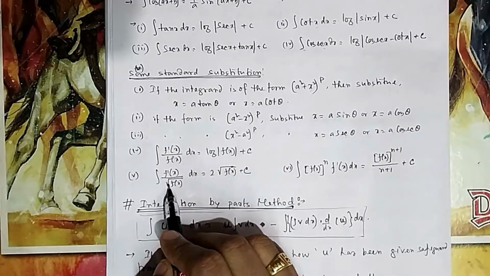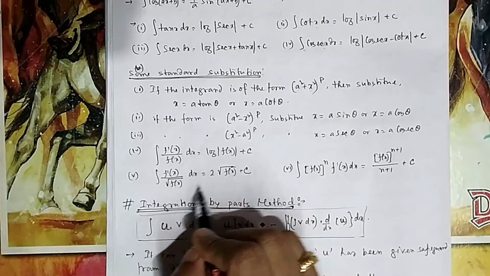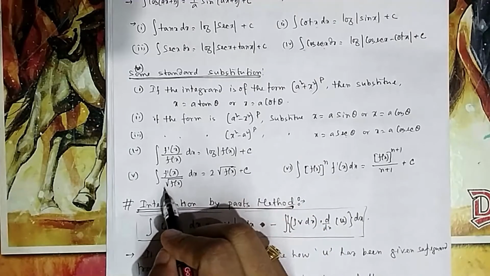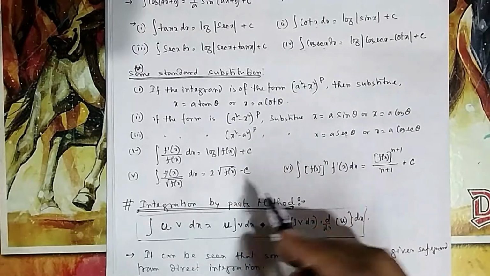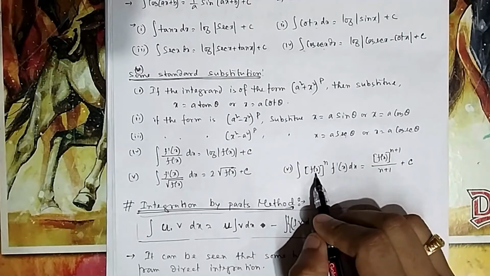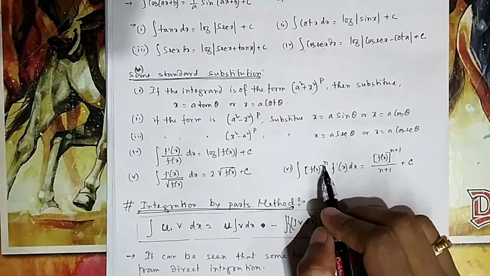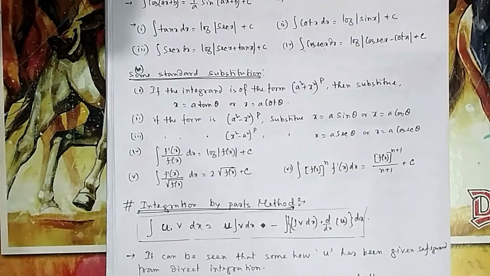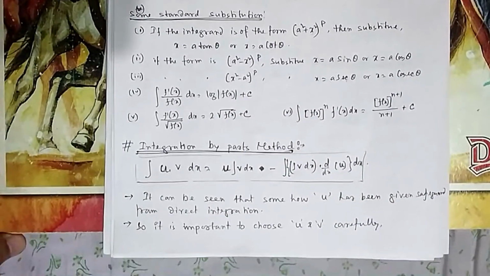Similarly, integration of 1 by root t is 2 root t. You can see it is t to the power minus half, so t to the power minus half plus 1 divided by minus half plus 1, and it will come to 2 root t. Similarly, if it is f x to the power n into f dash x, then f dash x dx will become dt, and it will be t to the power n, so simply t to the power n plus 1 by n plus 1. So you remember these three, this will save some time.